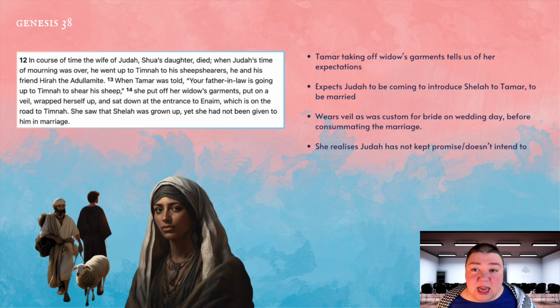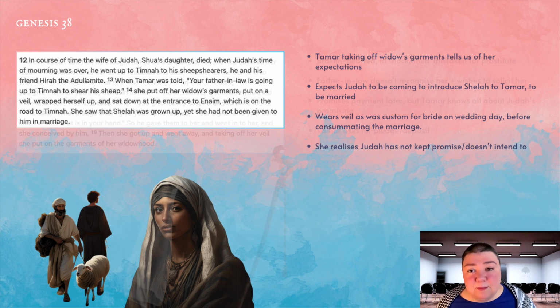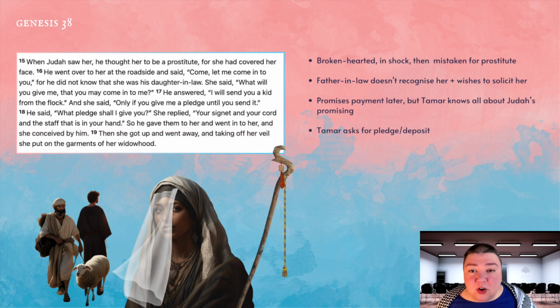And so her taking off her widow's clothes and putting on a veil tells us what she thinks is about to happen. But what does actually happen is that she sees Shelah, that he is grown up now, but that Judah has not kept his promise and doesn't seem to intend to keep his promise to give Shelah to Tamar in marriage. Verse 15. "When Judah saw her, he thought her to be a prostitute, for she had covered her face."